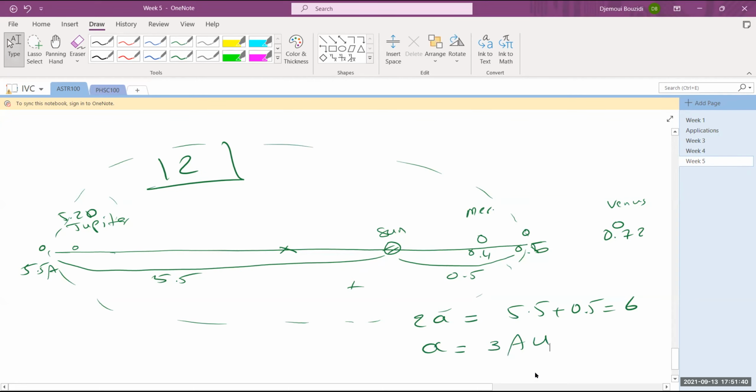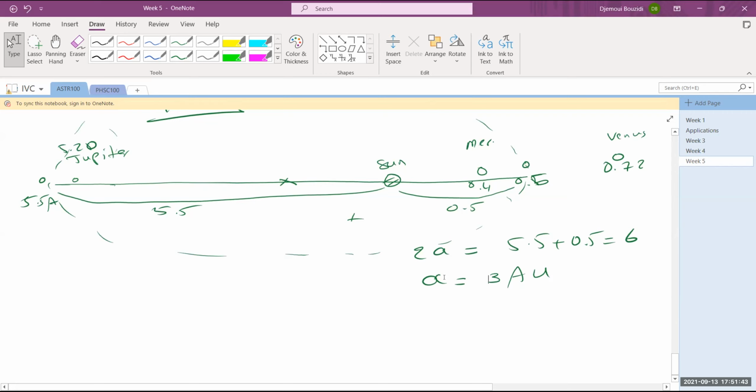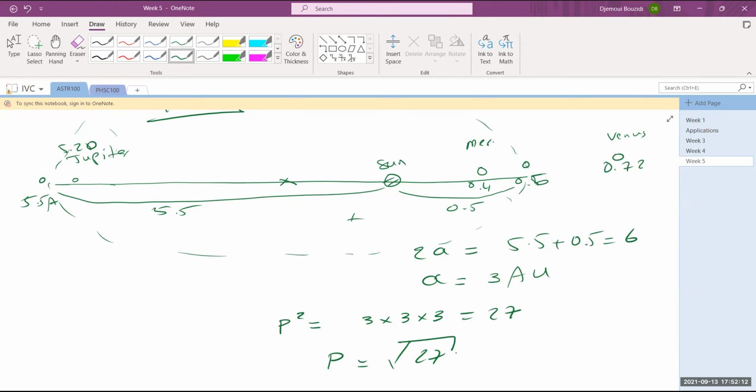Now, what is the semi-major axis? The semi-major axis, I already answered it. What is its period? Now, all you have to do is take P squared and make it equal to 3 cubed, which is 3 times 3 times 3, which is 27. And now all you have to do is take the root of 27, and that should be around 5 years or something, because the square root of 27 is slightly more than 5. So it's going to be 5 years and some change. You need to find it, okay? That's part of your answer in here.